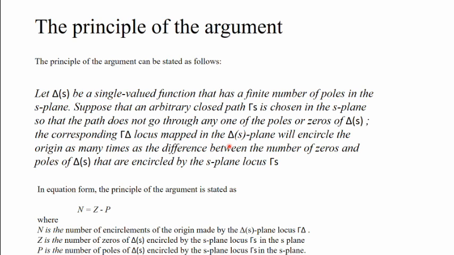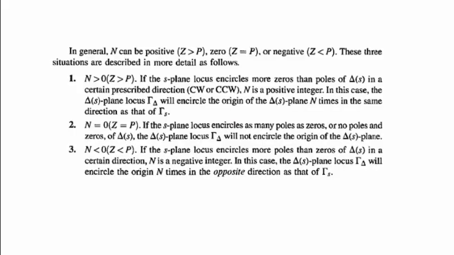Okay, so for the system to be stable, the principle of argument states that the number of encirclements of the origin by the delta of S plane contour should be equal to the number of zeros of delta of S encircled by the S-plane contour S, minus the number of poles of delta of S encircled by the S locus in the S-plane. Okay, so once again I am telling you what is happening.